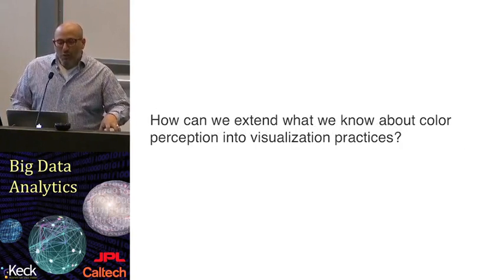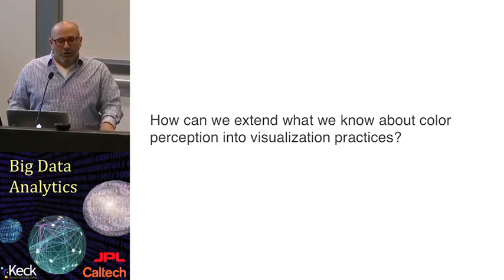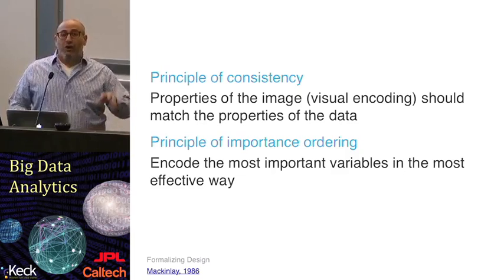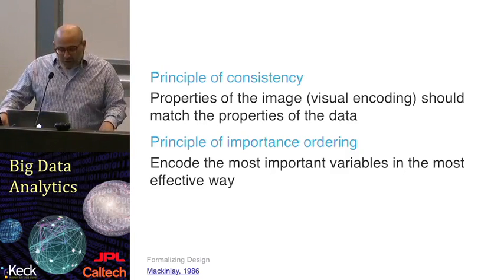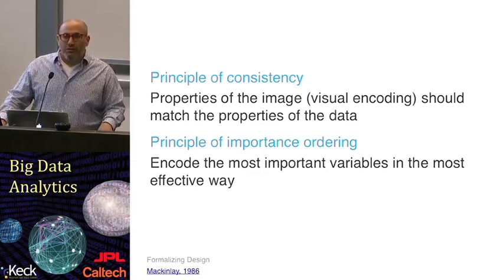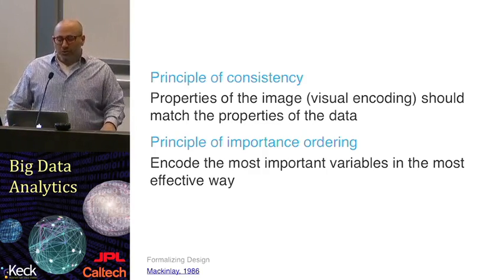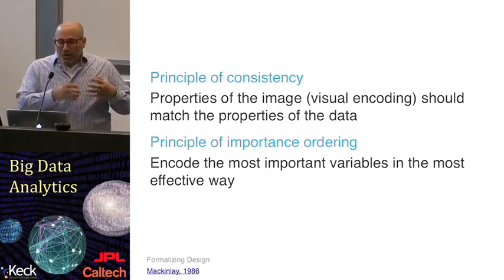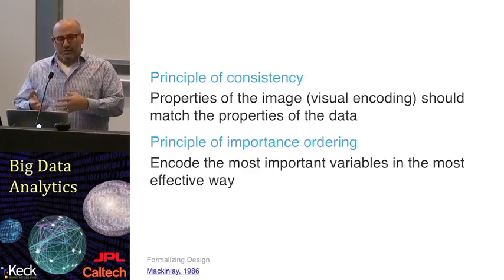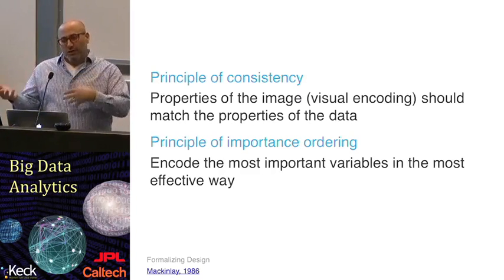So let's think about what it means if we're going to use how the human mind perceives color, and shape, etc., and bring this into a visualization. What we find important, going back to Jock Mackinlay, one of the early visualization thinkers, is that he put forth these heuristics. The first is called the principle of consistency. That means that the properties of the image should match the properties of the data. In other words, if something's big, the data should make it look big. If it's small, the data should make it look small.